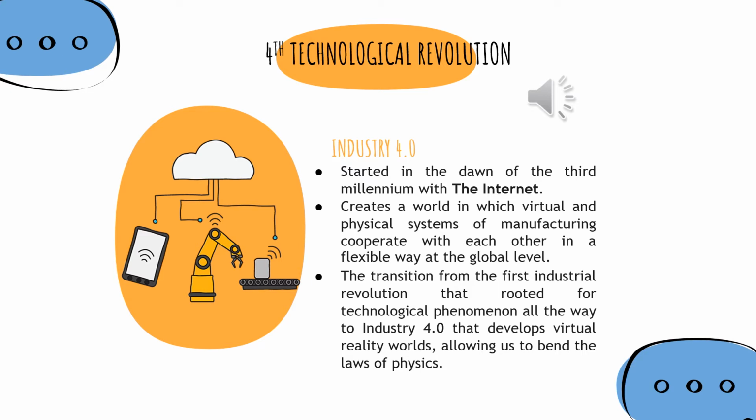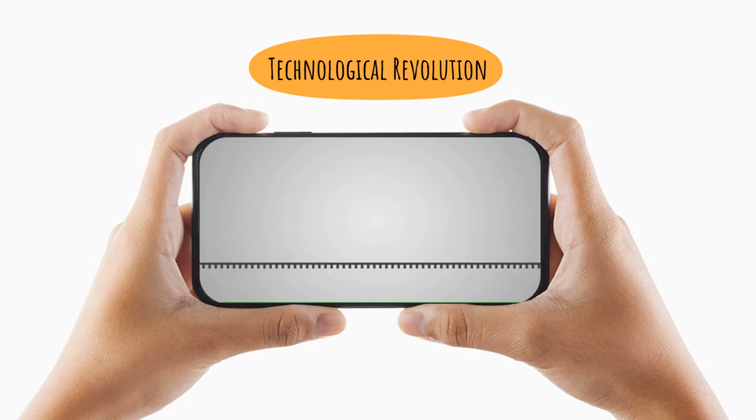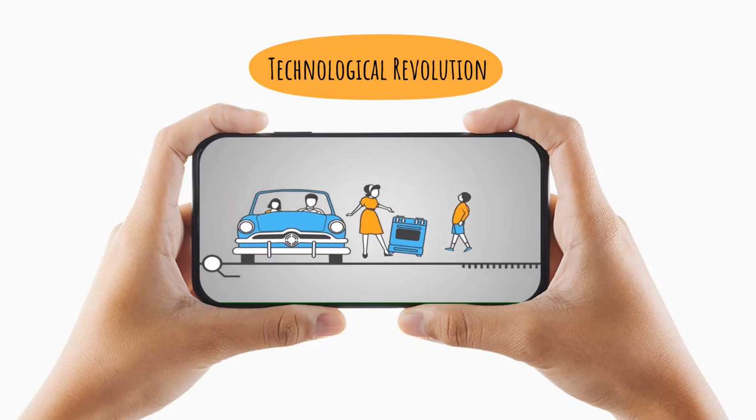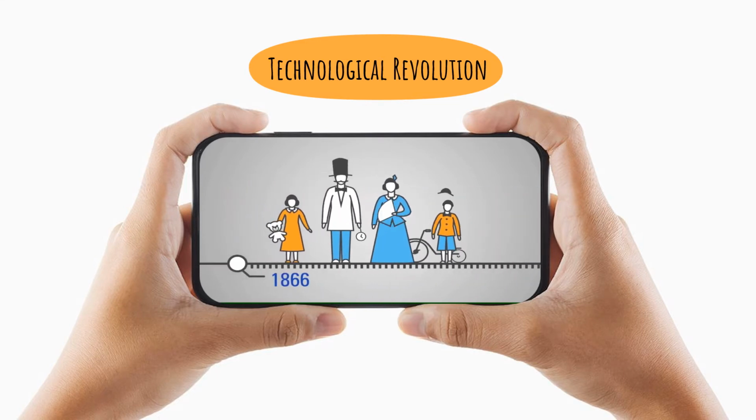What can we say here? The fourth industrial revolution creates a world in which virtual and physical systems of manufacturing cooperate with each other in a flexible way at the global level. New technologies revolutionize society, but new technologies can also be disruptive, at least until we can manage the risk. This has been TÜV SÜD's role for over 150 years.